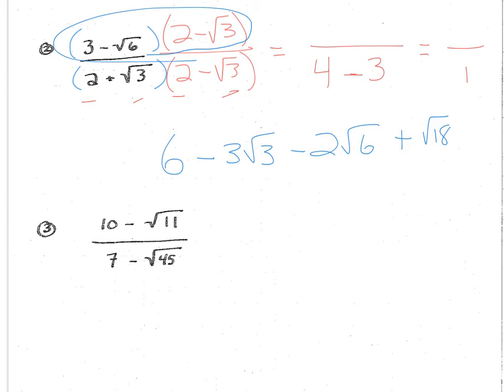Now looking at that last number, I can do a little bit of work here, right? 18 is 3 times 3 times 2. So I can actually turn this into 3 square root of 2 pretty nicely.